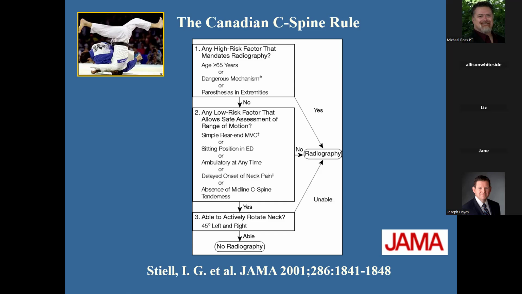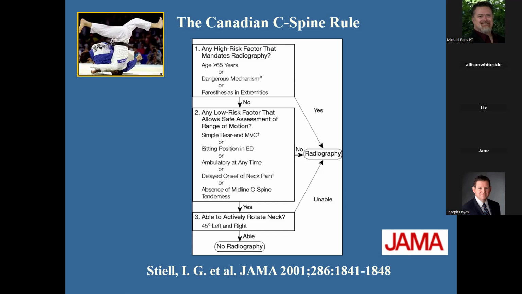And then if none of that's present, and that would be in the second case, right? So a lower speed motor vehicle collision, right? She's younger than 65 and she doesn't have paresthesias in her upper extremities. Then you start to look at these low risk factors that suggest that I can evaluate range of motion, right? And as PTs, we sometimes want to move the neck, right? But if you're concerned about a fracture, you really don't want to do that.